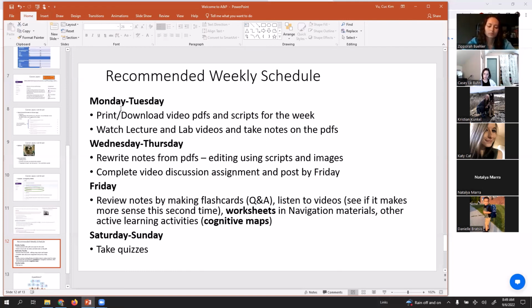And anytime you use any active learning, like cognitive maps, that's going to help so much in this intense course. Then on Saturday and Sunday, save that for your quiz day. Okay, because that's just how brain physiology works: it needs time to process the information, and the more you get exposed to something, the better you will be able to pull and recall.